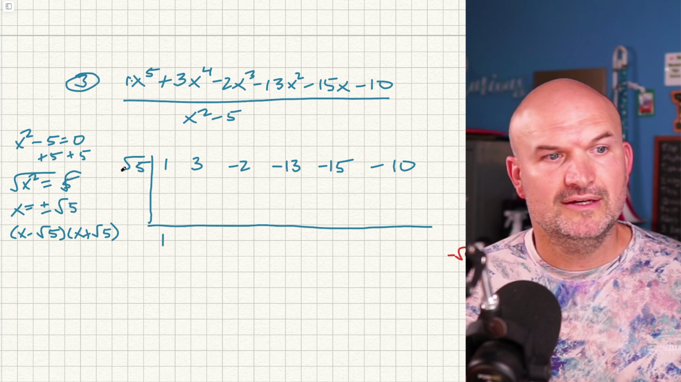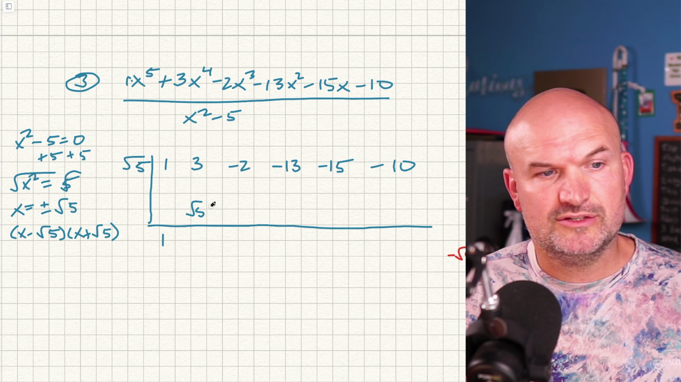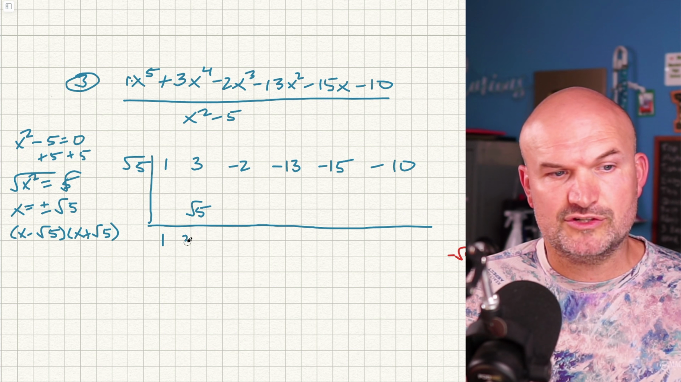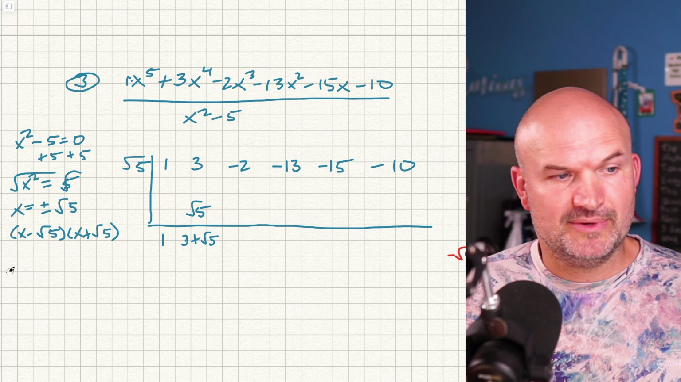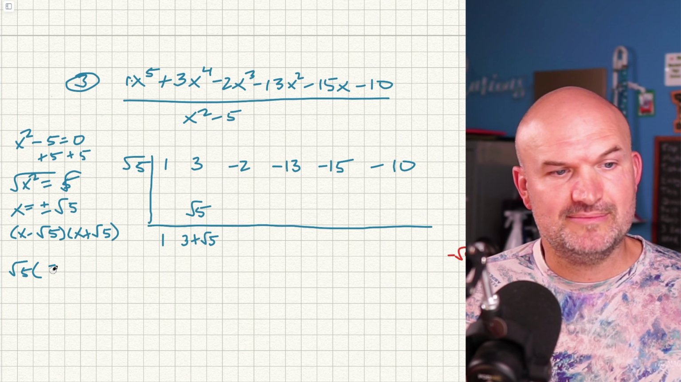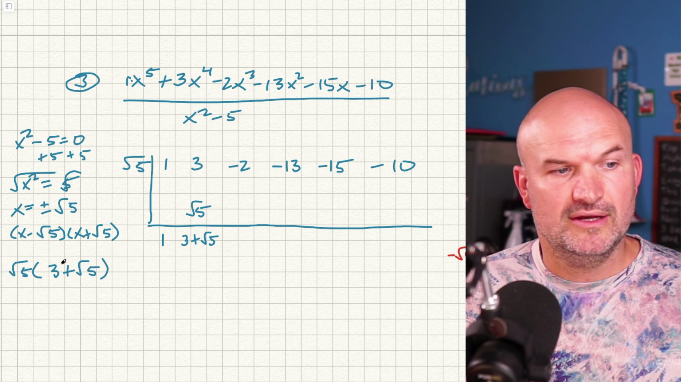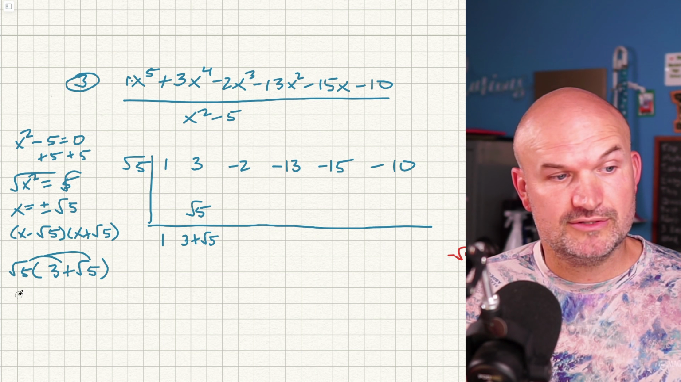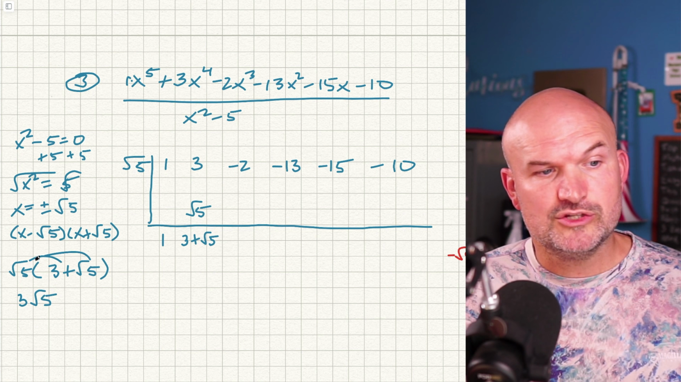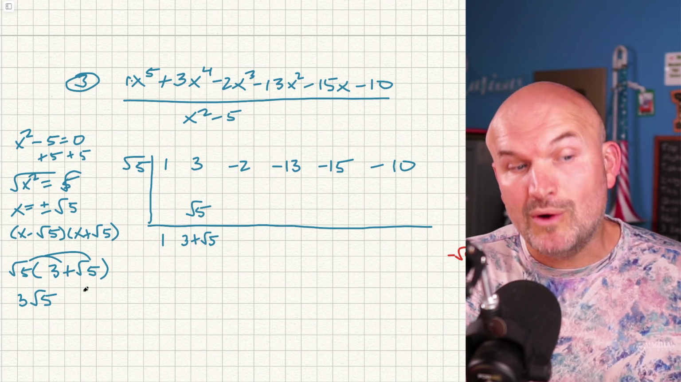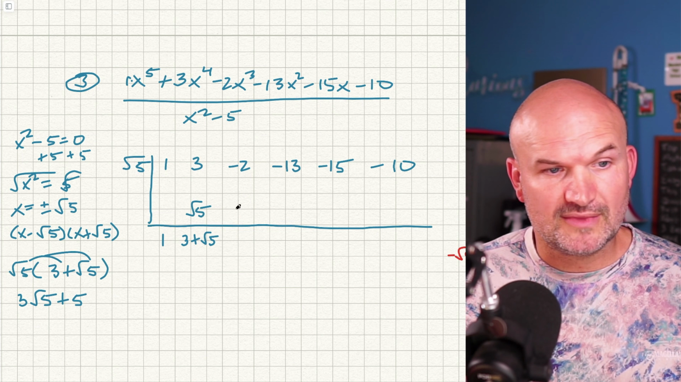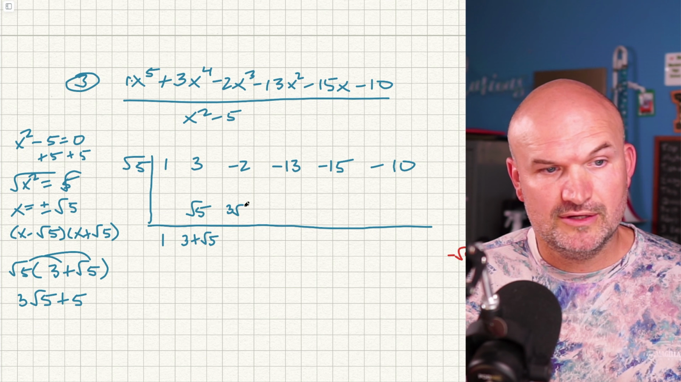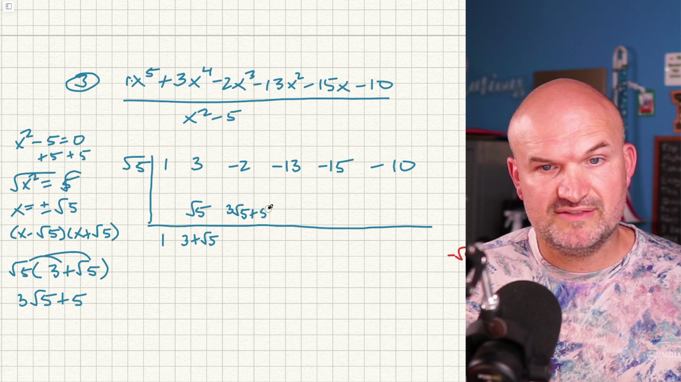Freebie, bring it down. 1 times square root of 5 is square root of 5. 3 plus square root of 5 is just going to be a 3 plus square root of 5, right? Can't add those. Now over here, I'm going to have the square root of 5 times a 3 plus the square root of 5. Again, good old distributive property. So that's a 3 square root of 5. Square root of 5 times square root of 5 is the square root of 25, which is simply just going to be 5. So therefore, that's going to be a 3 square root of 5 plus 5.